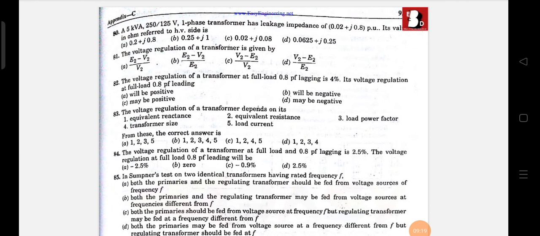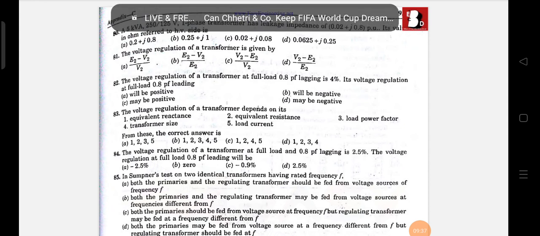Next, the voltage regulation of a transformer is given by, voltage regulation is nothing but no load voltage minus full load voltage by no load voltage, that is E2 minus V2 by E2. In case of an alternator, the voltage regulation formula will be E2 minus V2 by V2. Option A is correct in case of an alternator, but in case of a transformer, no load voltage minus full load voltage by no load voltage is correct. That means the second option is correct.